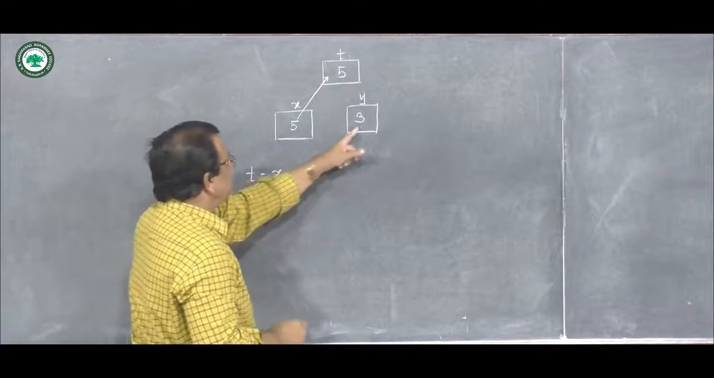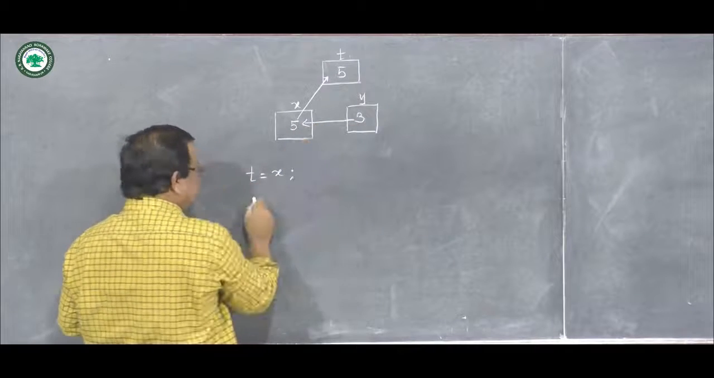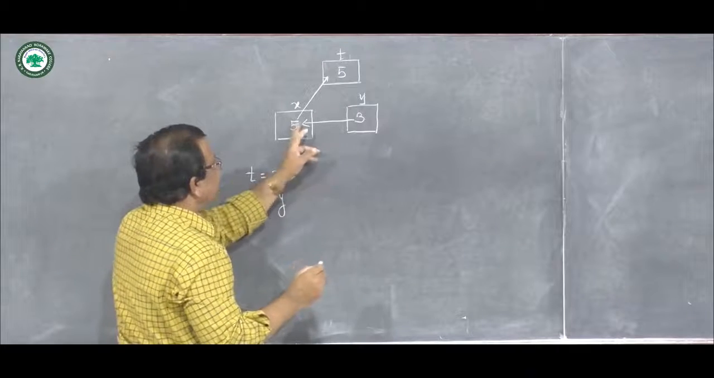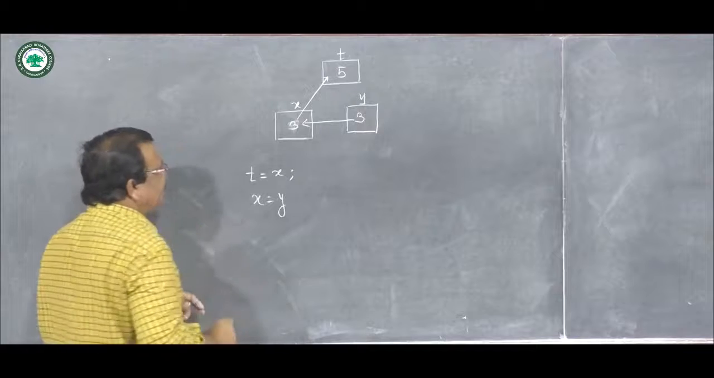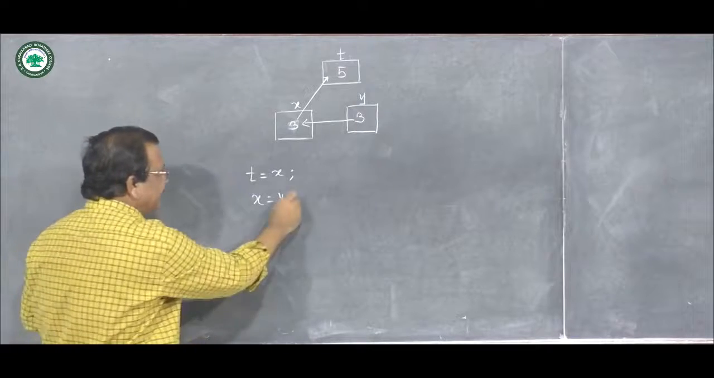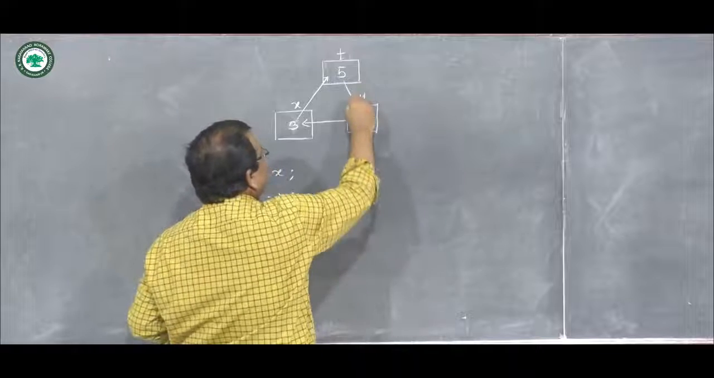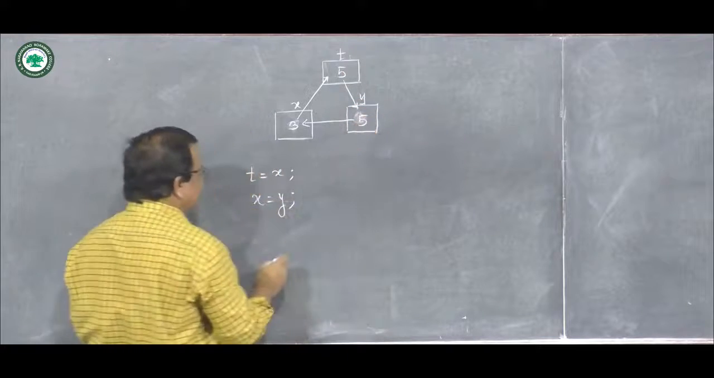And then this will be transferred to x. It can be written as x equal to y, so that the content of x will now become 3. The content of x now becomes 3. And then the content of t is transferred to y. So 5 has been transferred here.